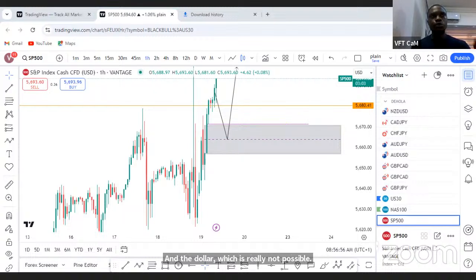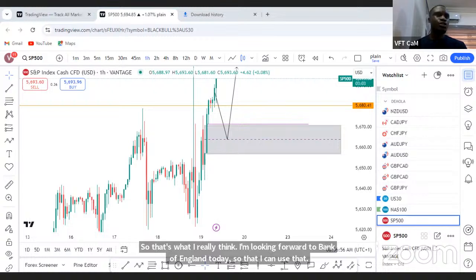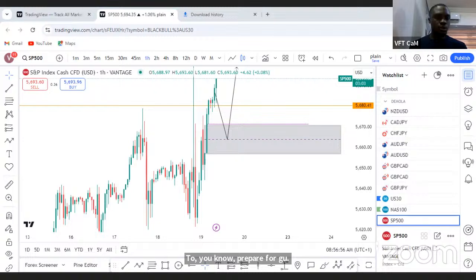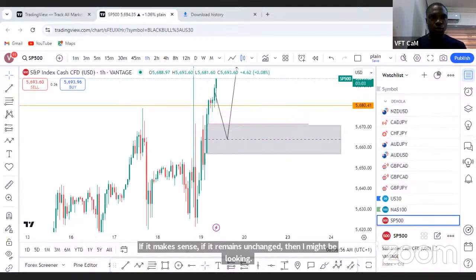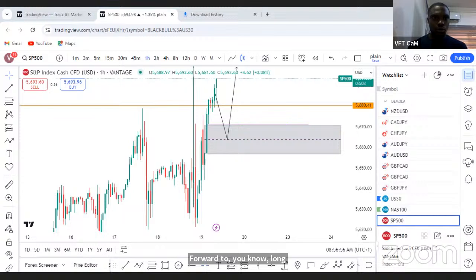I'm looking forward to the Bank of England releasing their decision today so that I can use that to prepare for trades on GU, right? If it makes sense, if it remains unchanged, then I might be looking to long GU for quite some time, right? I'll be looking forward to long GU.